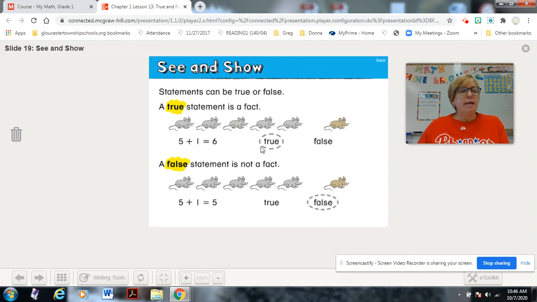A false statement is not a fact. Well, here it says 5 plus 1 equals 5. Wait a minute. 1, 2, 3, 4, 5, 6. No, that's false. And then you would circle false. Okay? So this is nice because they have the pictures that match the numbers, and you can check it so you know true or false.